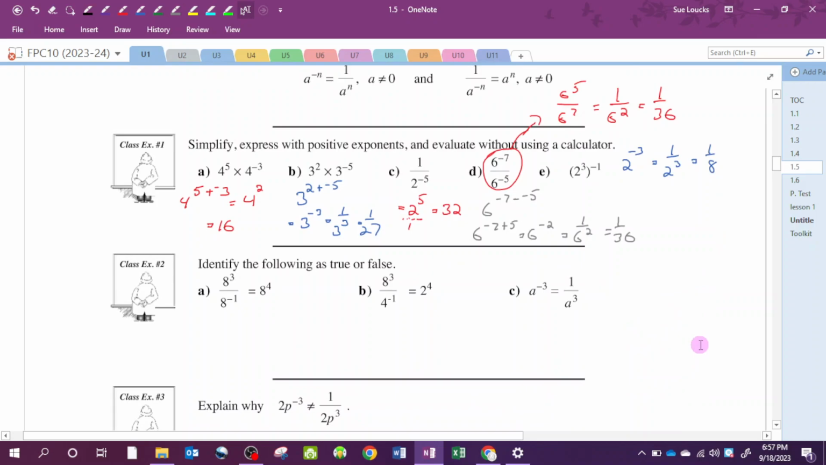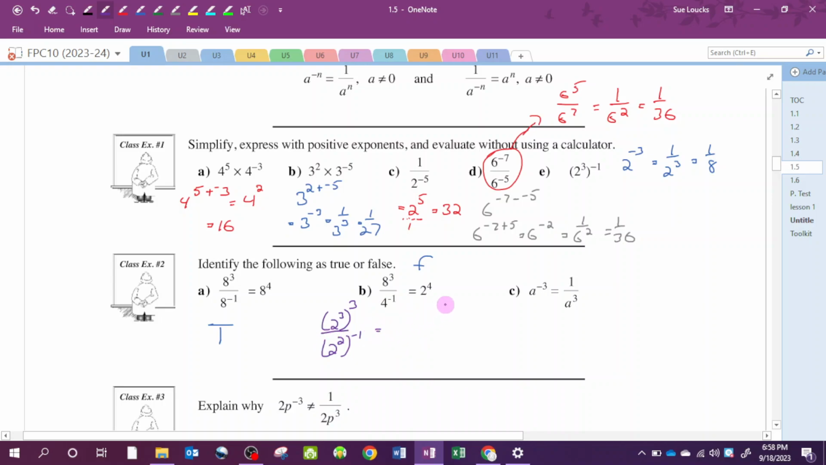Okay, example 2. This is true. This is false. This one is a little bit tricky because in order to do this, you need to change everything to the same base. So the way you would do that is, let me put the false up there and then erase this and rewrite it a little bit. So we've got 8 cubed. Well, I can write 8 as 2 cubed, and then it's all cubed. And 4 to the negative 1 is 2 squared, because 4 equals 2 squared, and that's to the negative 1.